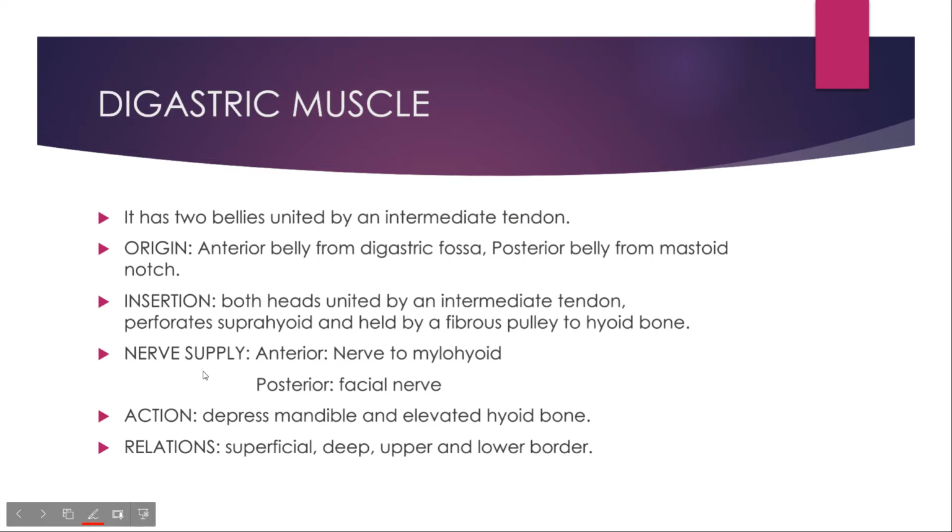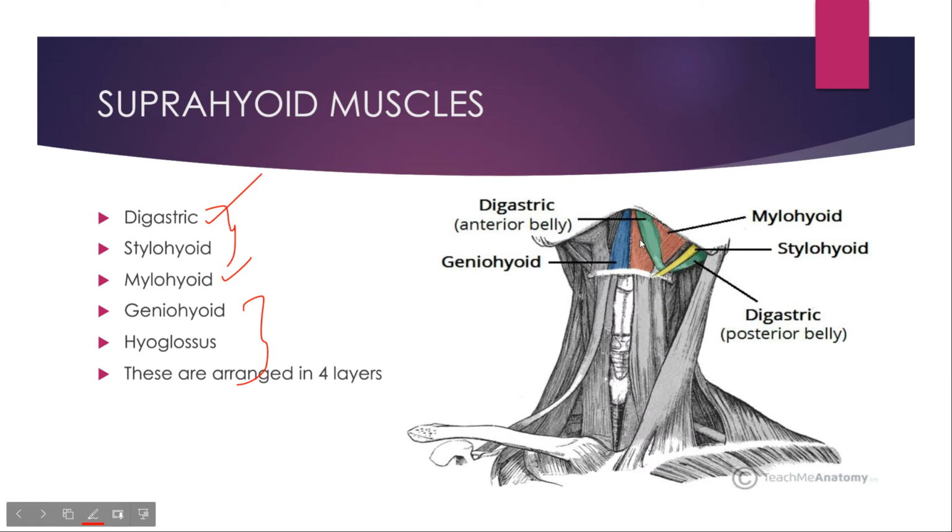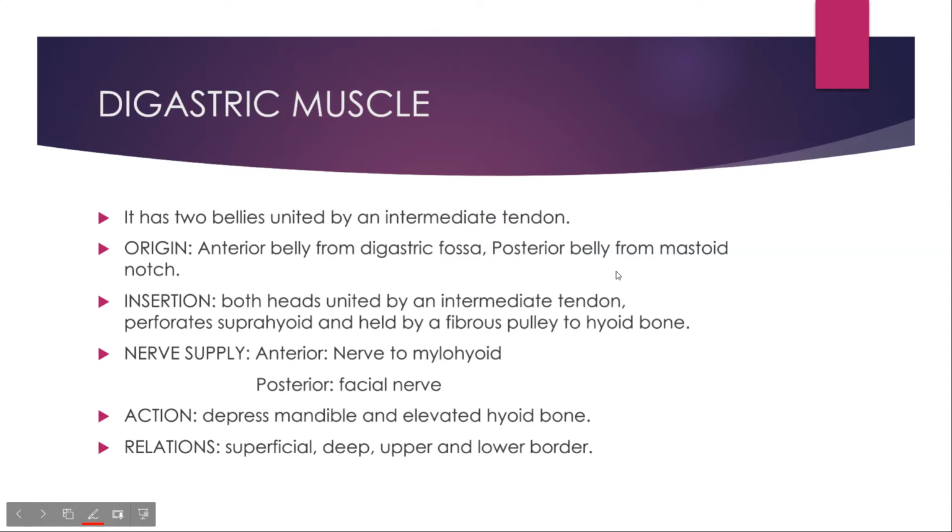In this image we can easily appreciate the suprahyoid muscles. This is the anterior belly of digastric and this is the posterior belly of digastric, and styloid to hyoid bone, this is stylohyoid. Then this is the mylohyoid line to hyoid bone, and this is geniohyoid, from the genial tubercle to hyoid bone. So this is the image of the suprahyoid muscles, and in this video we are going to see these muscles one by one.